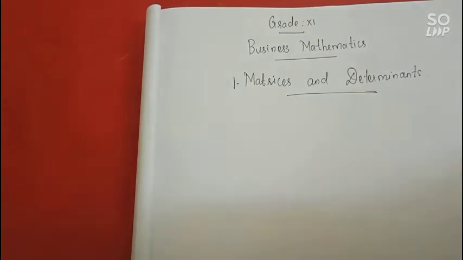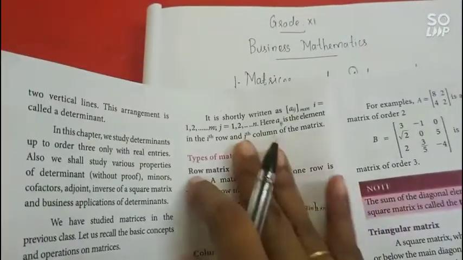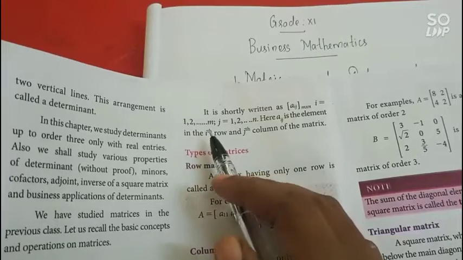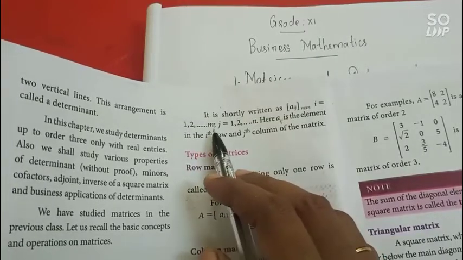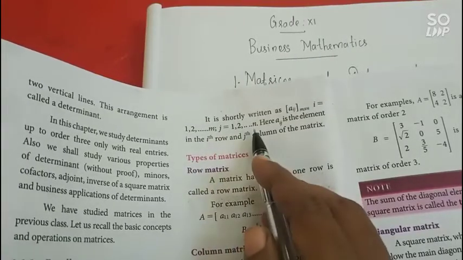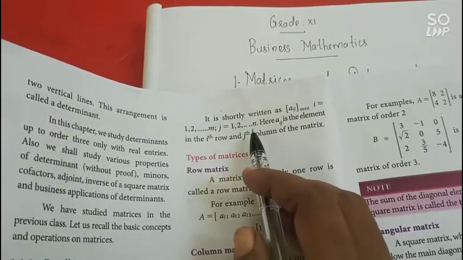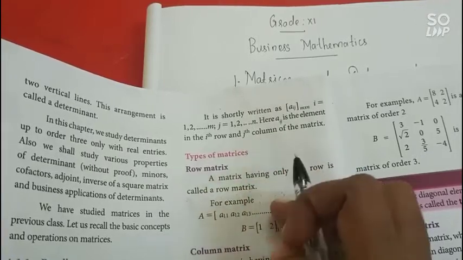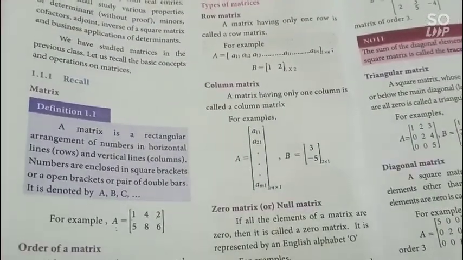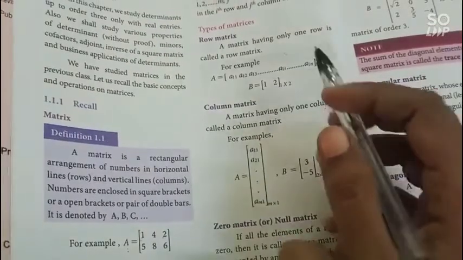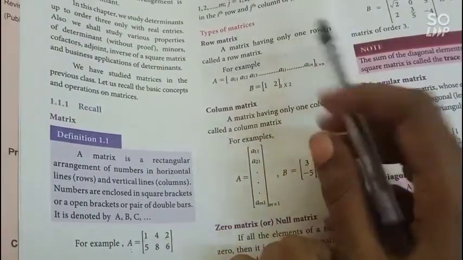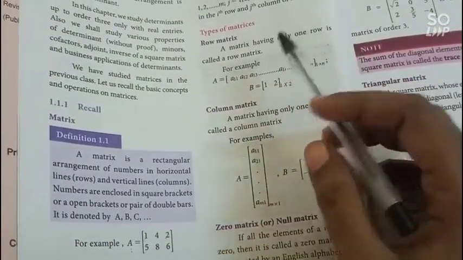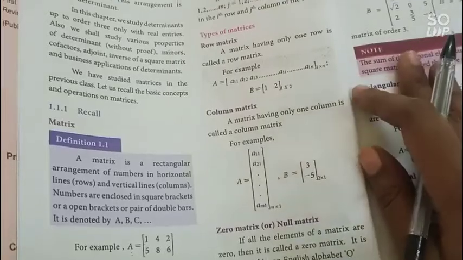Here i is equal to 1, 2, 3 etc. up to m, that is the row. This one is the column, j equal to 1, 2, 3 etc. up to n. a_ij is the element in the ith row and jth column of the matrix. I have explained all these things to you already. I will just read and move further.